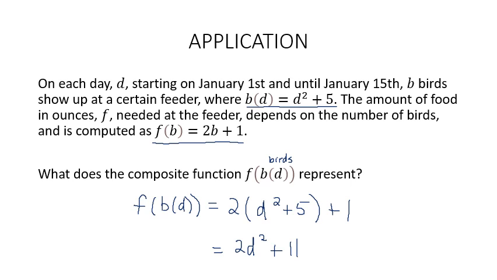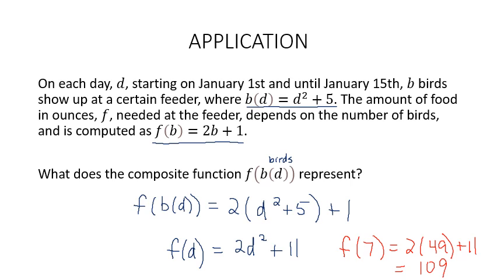And you'll notice that the input b has been taken out of the problem. So we just have this function now, f of, we could also call it f of d. It's f of b of d, but the only input is d. So f of d is equal to 2 times d squared plus 11. So if we were to attempt what we did in the last slide, f of 7 is equal to 2 times 7 squared plus 11. And we get 98 plus 11, or 109 ounces.